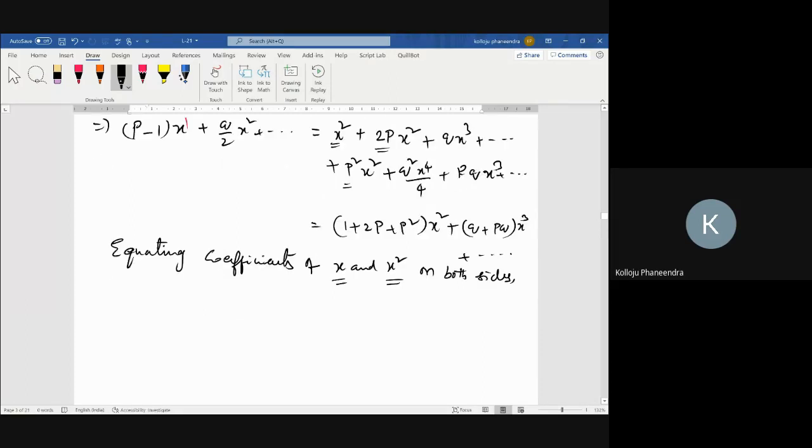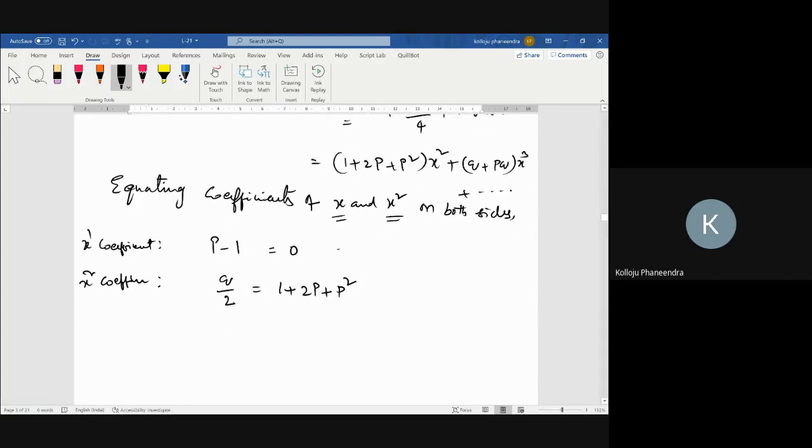The x power 1 coefficient on the left side is p minus 1, on the right side is 0. Next, the x square coefficient: on the left side, q by 2; on the right side, 1 plus 2p plus p square. Two equations, two unknowns. From this, I get p equal to 1. Then q by 2 equals 1 plus 2 plus 1, that is 4, so q equal to 8. Therefore, what is the radius of curvature formula? Rho equal to 1 plus, what is the formula?